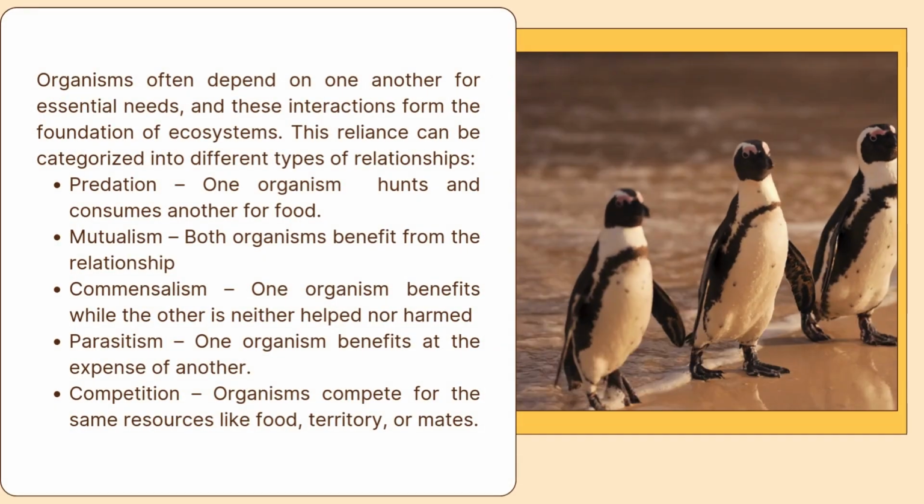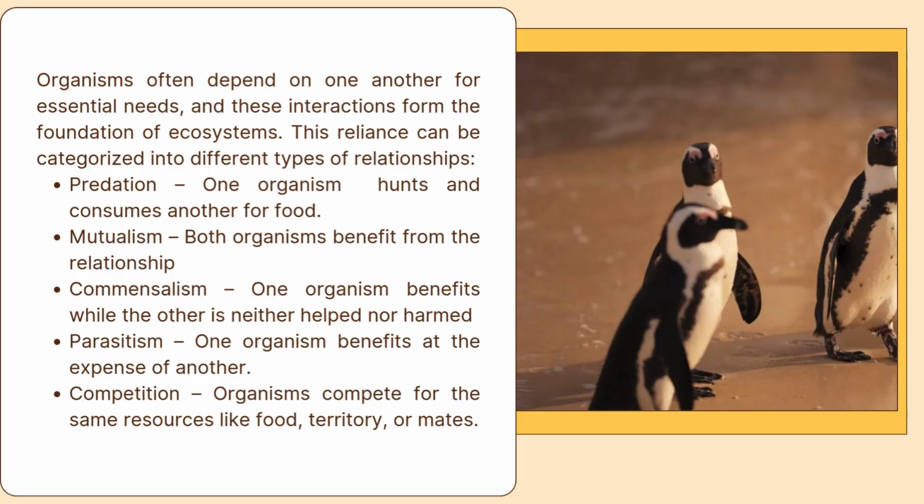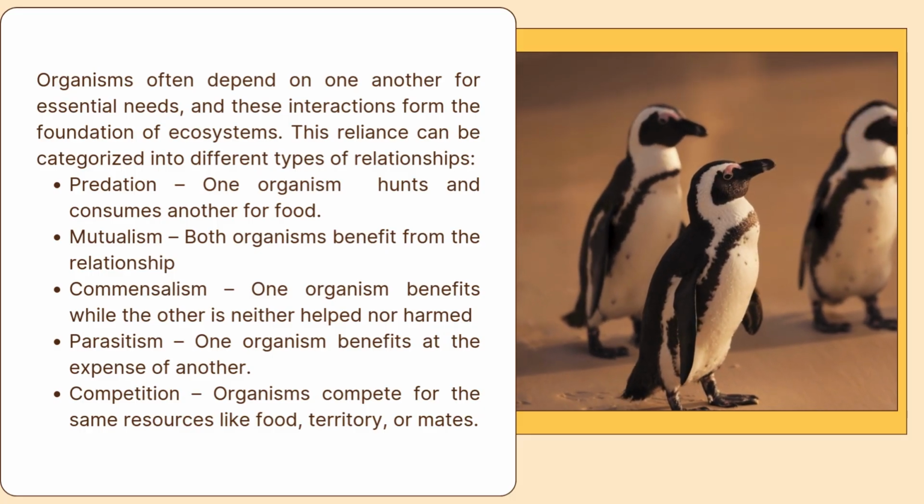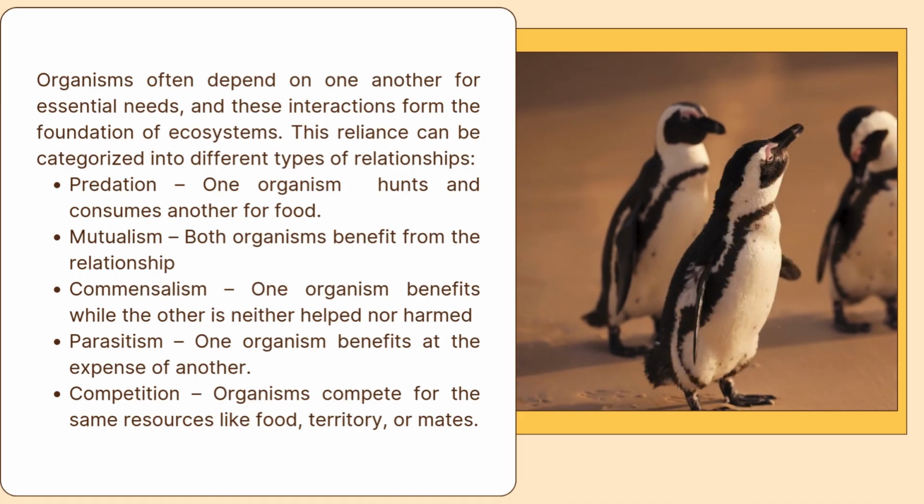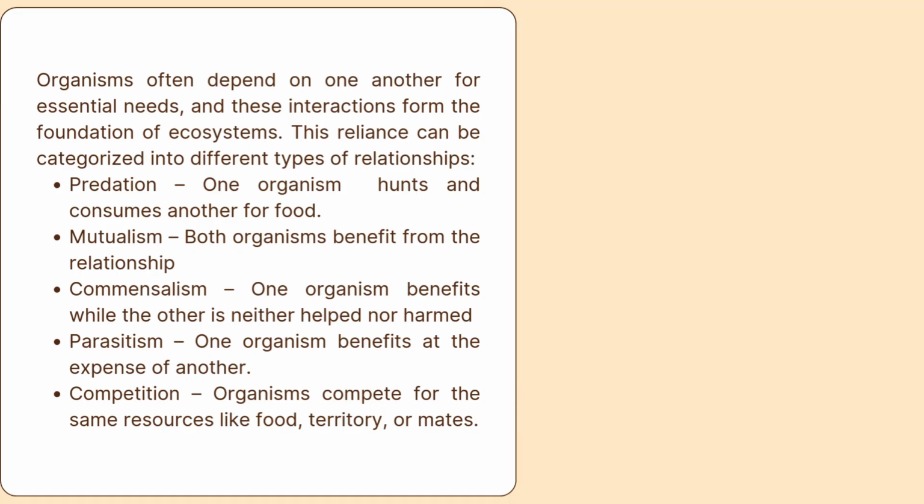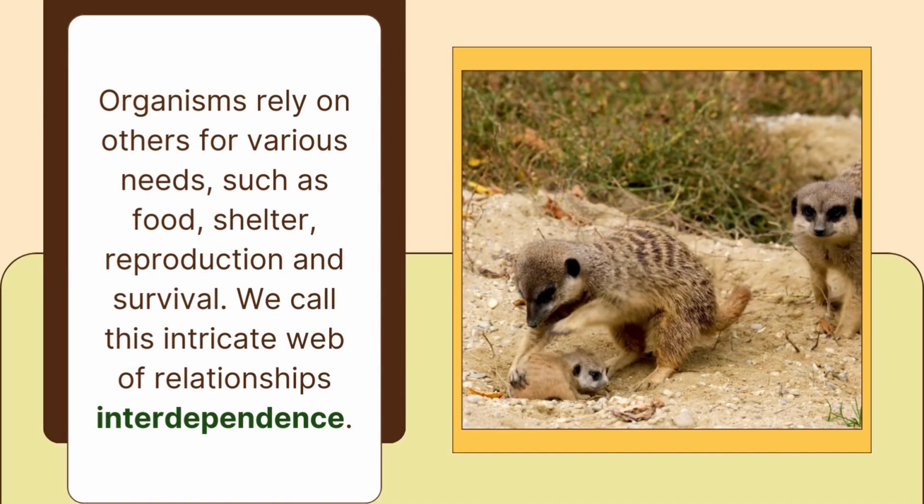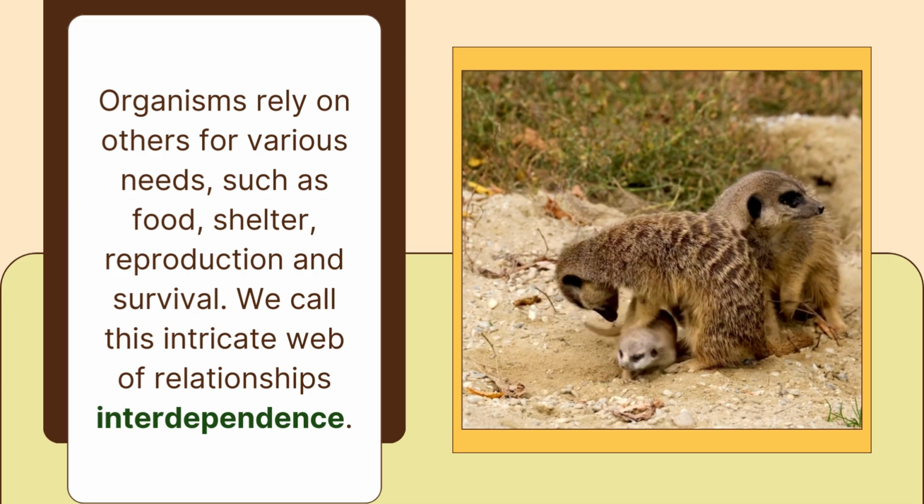Organisms often depend on one another for essential needs, and these interactions form the foundation of ecosystems. This reliance can be categorized into different types of relationships. Predation. One organism hunts and consumes another for food. Mutualism. Both organisms benefit from the relationship. Commensalism. One organism benefits while the other is neither helped nor harmed. Parasitism. One organism benefits at the expense of another. Competition. Organisms compete for the same resources like food, territory, or mates.